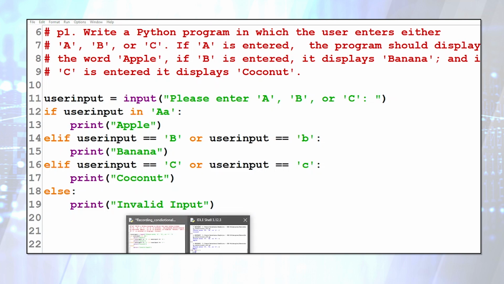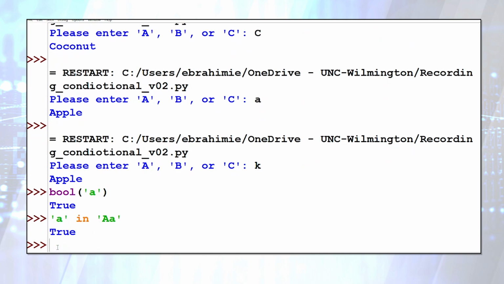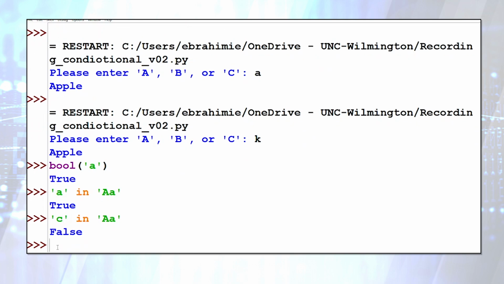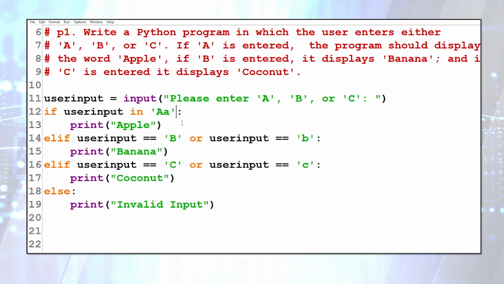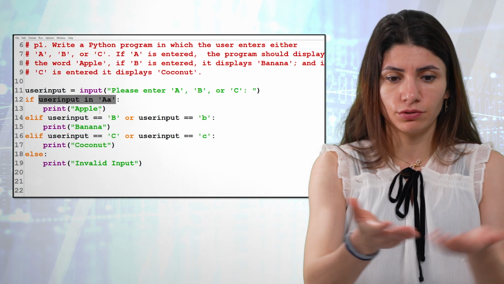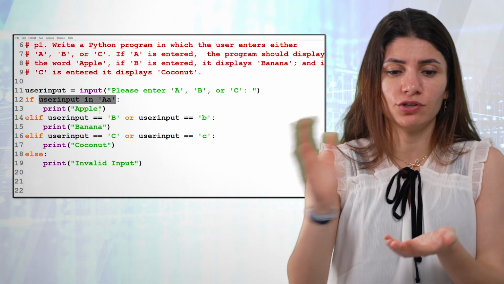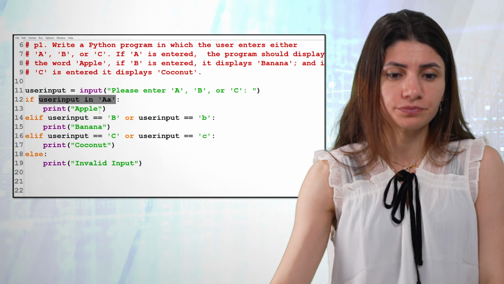If you test it on the shell, you can see it works. So is A in A? It is part of it, so it gives you true. If you want to see if C is part of A, it's going to give you false because C is not part of it. So you can use things like this to set up your condition. Whatever way you pick is going to work the way that you want, as long as you logically think about it and have the right condition.